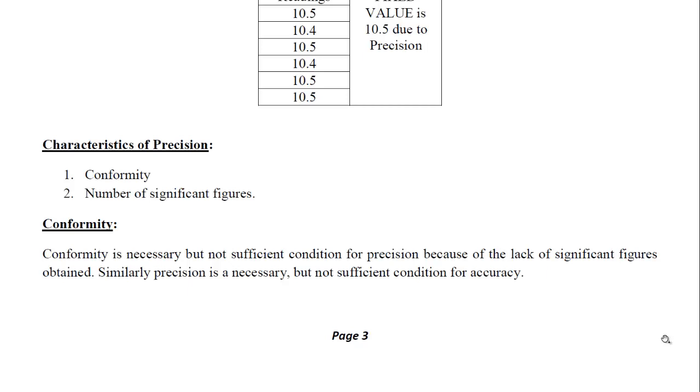Welcome. In today's lecture, we are going to cover characteristics of precision, resolution, sensitivity, errors and their types. There are two characteristics of precision. One is conformity and the other one is number of significant figures. Now, conformity is a necessary but not sufficient condition for precision because it lacks the number of significant figures. So, precision is necessary but not a sufficient condition for accuracy.